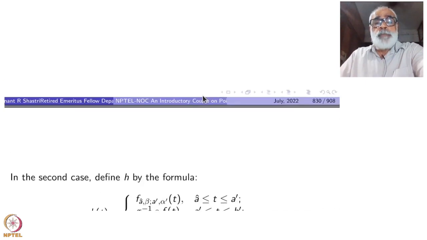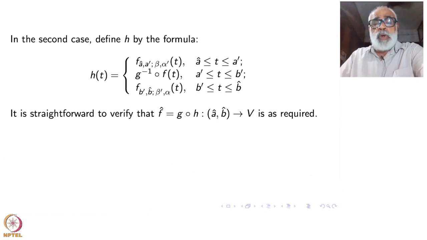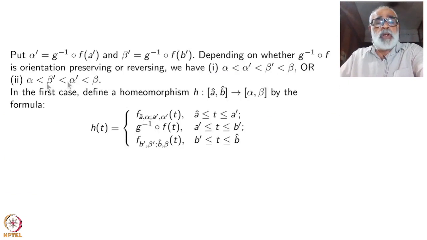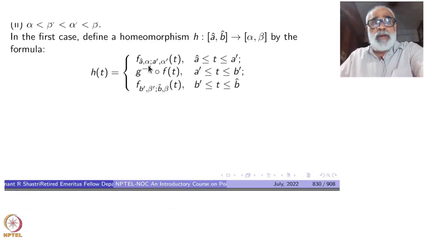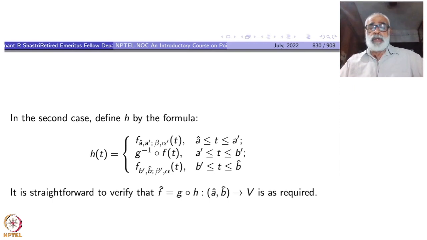Okay, so there is another case here. In the other case, you have to take these two outside pieces differently because this part is monotonically decreasing. In the middle, you have taken this one only, but here the roles have changed. So you map A hat to beta, A prime to alpha prime. Here you had A hat to alpha, you see, so here you have to map A hat to beta. Similarly, B prime to beta prime, B hat to alpha. So you change the order, that's all.